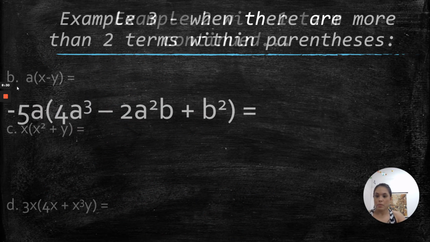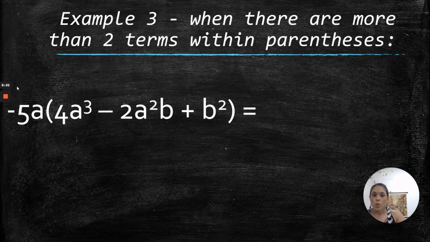Okay, next problem. When there are more than 2 terms within the parentheses. Okay, let's do an example where it's a little bit longer. So negative 5a, we're going to multiply it by all 3 terms.